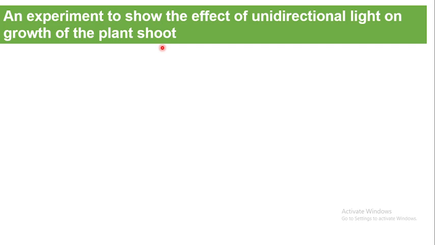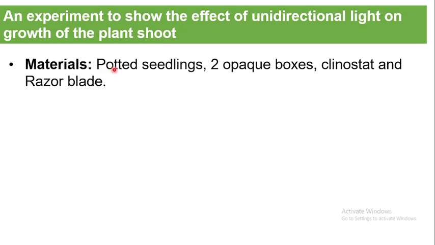That's very important. First you start with the materials that you're going to use. You need potted plants or potted seedlings. You need 2 boxes which do not permit light to enter. We call them opaque. You also need a special device which is called a clinostat and a razor blade. So these are the materials. In an exam, when you mention all the materials correctly, you have 2 marks for yourself.